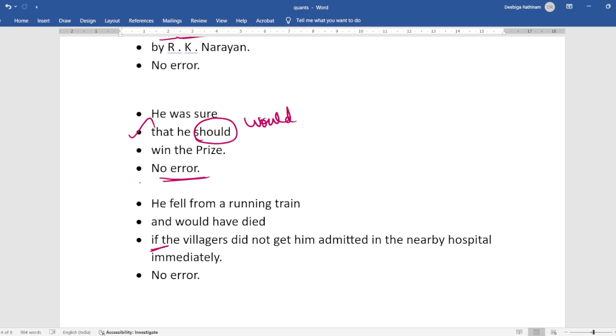He would have died. So this is an imaginary kind of situation, and in that case, you should not use did. You should use had plus V3. If the villagers had not gotten him admitted in the nearby hospital. So get, got, gotten. So if they had not gotten him admitted in the nearby hospital, he would have died. Okay, so if had comes here, you should always use would have. Would have is like an imaginary situation.